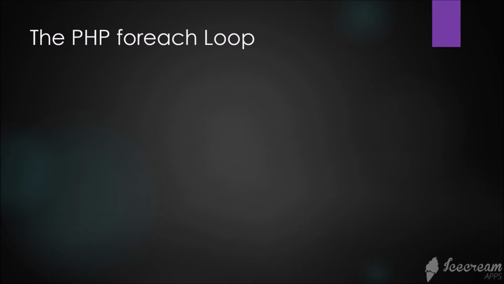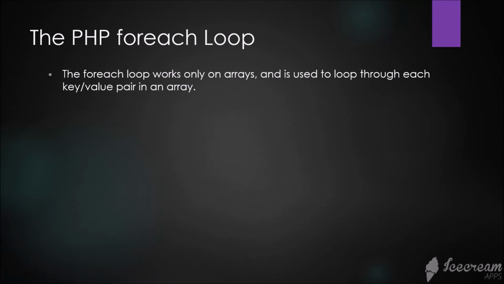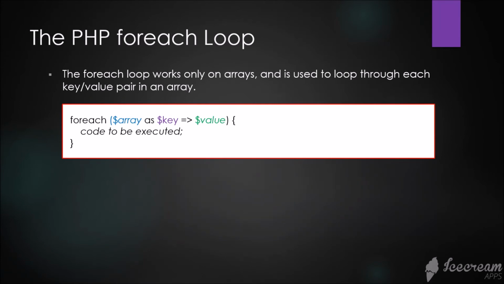Okay. The PHP foreach loop. The foreach loop works only on arrays and is used to loop through each key value pair in an array. Okay, so this is our syntax. So foreach, open close parenthesis, then we have here the array as key, then arrow sign, then the value. Okay, so here are our executable codes.